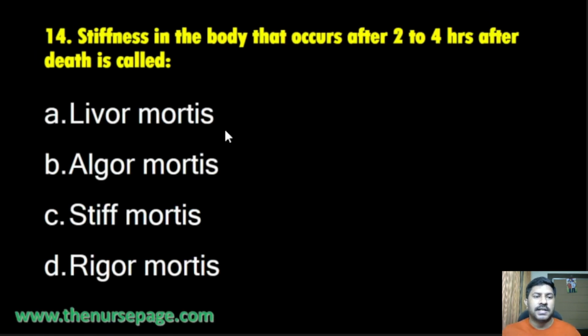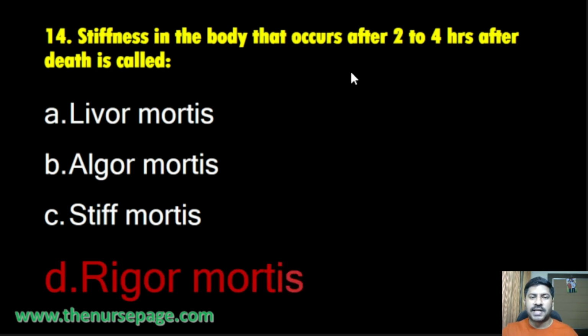14th question. Stiffness in the body that occurs after 2 to 4 hours after the death is called: livor mortis, algor mortis, stiff mortis, rigor mortis. It is an easy question, so everyone can answer here. The correct answer is option D, rigor mortis. Stiffness in the body that occurs after 2 to 4 hours after death is called rigor mortis.